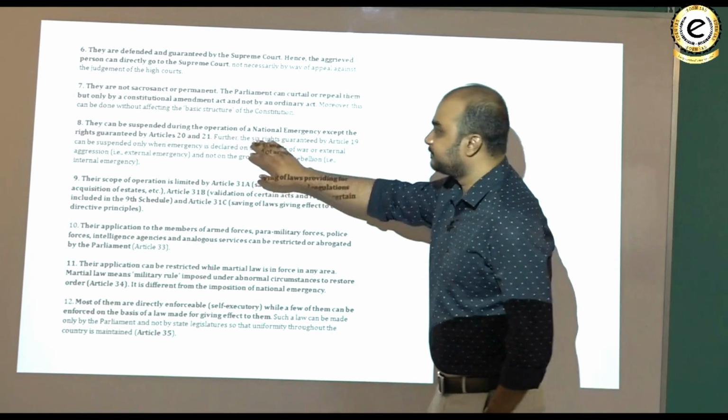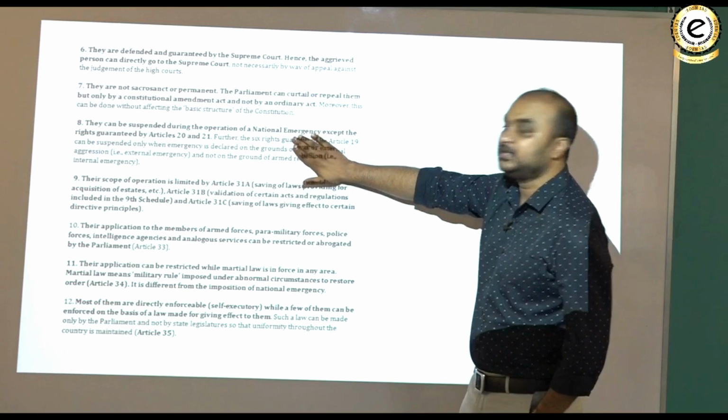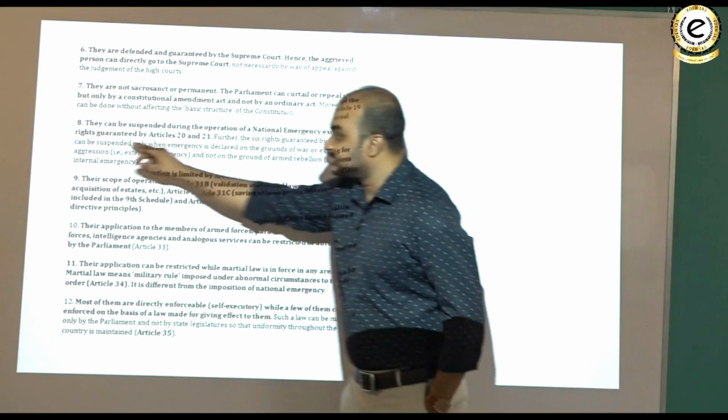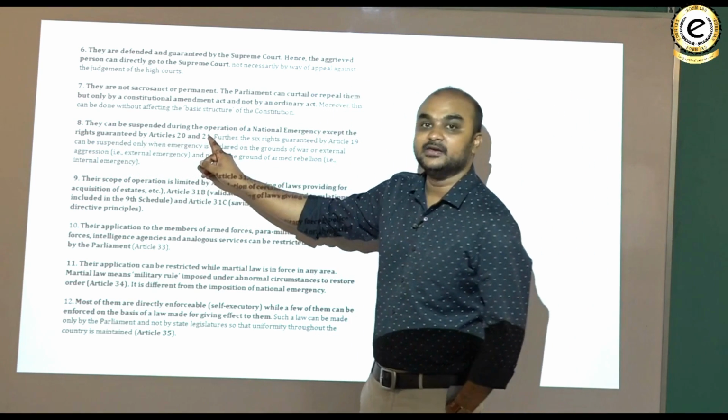Next, they can be suspended during the operation of national emergency, except the rights that are guaranteed under Article 20 and 21.